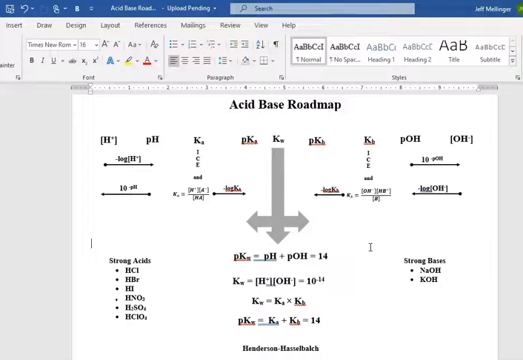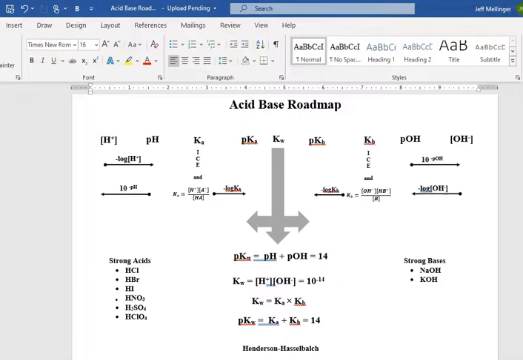Over on the left, you have the 6 strong acids. Over on the right, I have not completed that list of strong bases. I will do that. And Henderson-Hasselbalch down at the bottom is something we don't need for a few more days, so you can ignore that. Okay, so let's go ahead and do this.